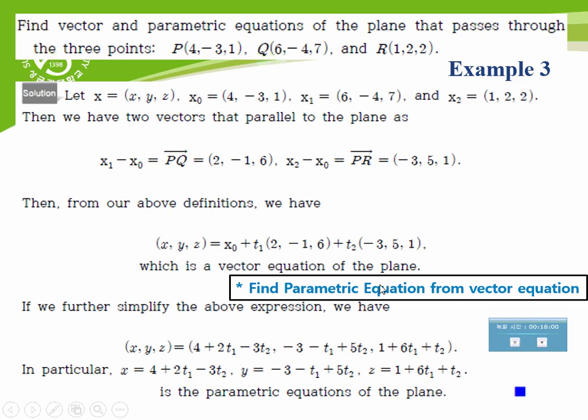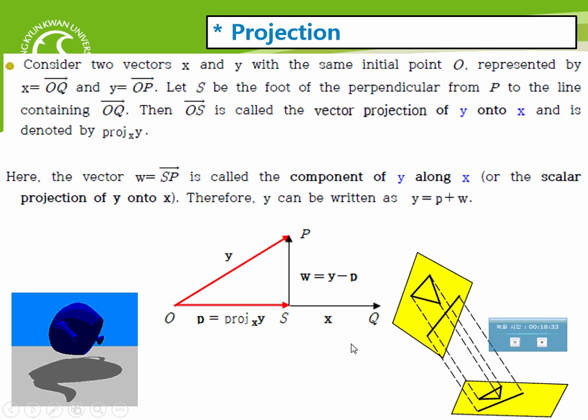Then x0 plus t1 times this vector plus t2 times this vector forms a vector equation of the plane that passes through the whole plane. And then we can use this vector equation to find the parametric equation. Here x can be written in this way, y is equal to y0 minus 1 t1 plus 5 t2, and z can be written like this. So this is the parametric equation of the plane. This is what you can do. Okay, this is easy.